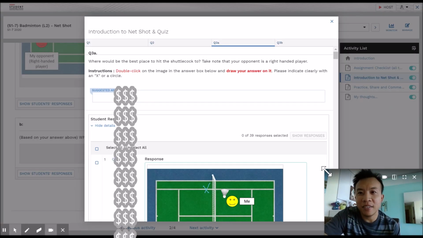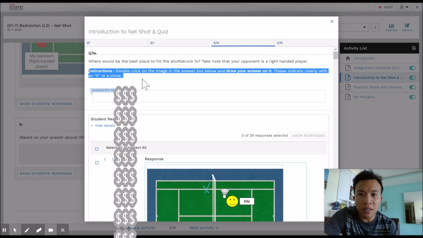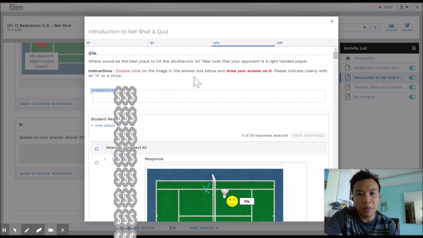All right, as promised, we're going to take a look at some of the responses of my students for this question. When using the prepopulate students response function, make sure you give some instruction because it may be the first time they're doing this on SLS. So I've included instructions right here. They need to double click the image underneath the question. There will be an answer box there, and then the drawing tool will pop up and they can draw the answers on it.